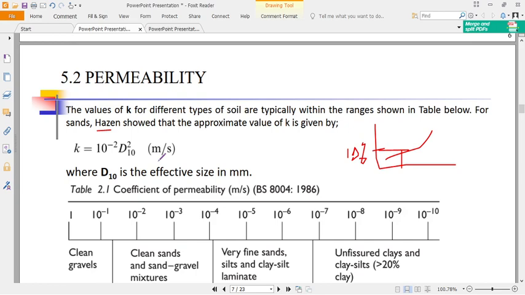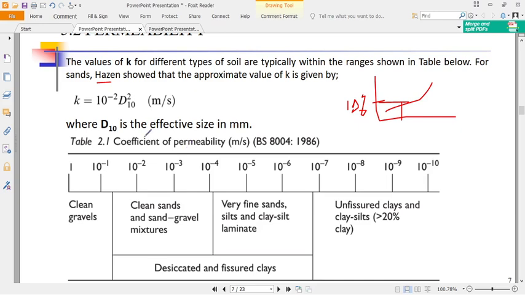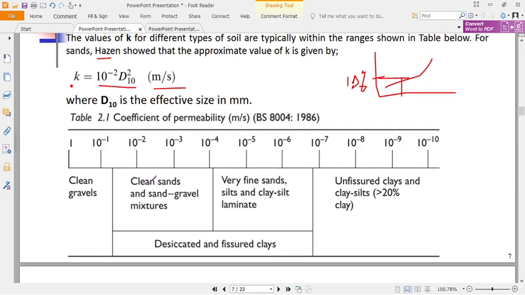Normally, D10 you can determine for coarse grained soils, not for fine grained soils. For coarse grained soils, you can predict the ability of water to flow through it using this equation, and this comes out in meters per second. But for the different types of soils, you can find that for unfissured or uncracked clay, which has a clay content greater than 20%, maybe silty clay soils, the permeability is literally impermeable.